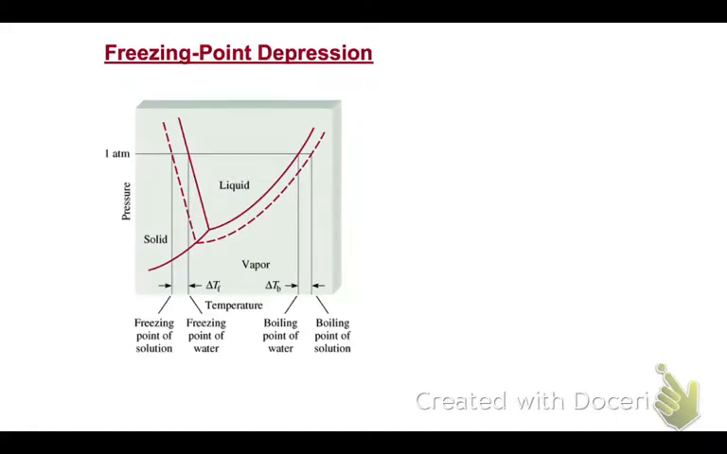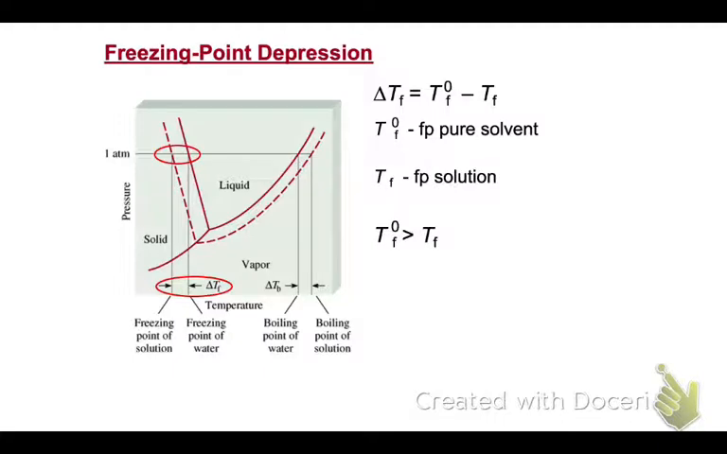Okay, so now if you look at this diagram again, which is the phase diagram, and you focus now on the freezing point, you will see how the dash, which is the solution, has a lower freezing point than the water, which is the solid line. That difference is what I call delta TF, and it's calculated as the freezing point of a pure solvent minus the freezing point of a solution. Again, I need that change to always be positive, so it is solvent minus solution, because the solvent has a higher freezing point than the solution.